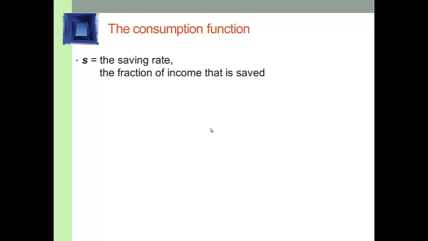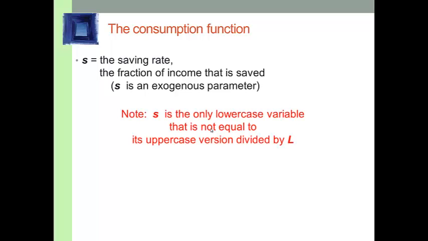So we can move now to the consumption function. The consumption function, as we suggested a few slides ago, is a simple consumption function. We have a saving rate and our output per worker. So the consumption function equals 1 minus the saving rate times output per worker.